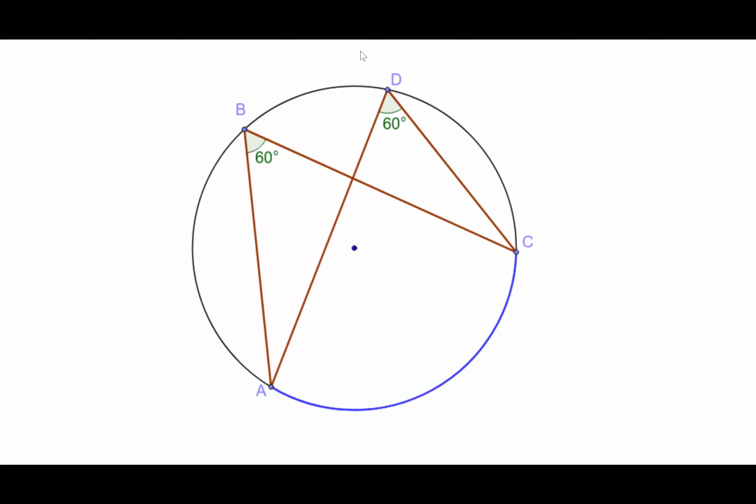Okay, so does anyone have any ideas on how to prove this theorem? I'll give you guys 1 more minute.